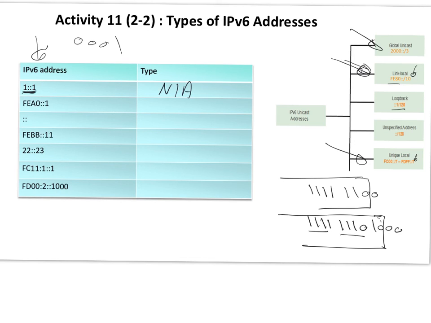What about FEA0? This is link local. This one is unspecified. This is easy. FEBB. Link local. That's link local. And then global unicast. And then let's see. Is this one global unicast?